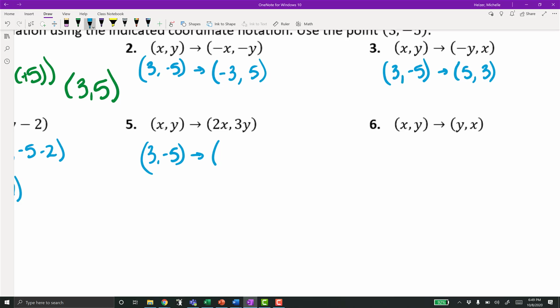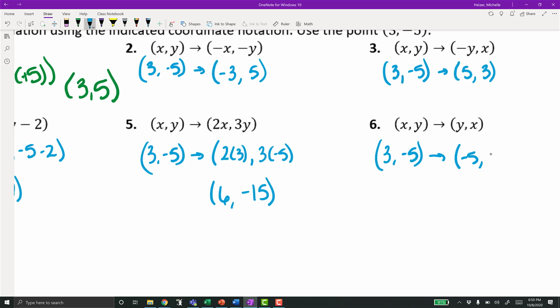Okay, so this first one, 2x would be 2 times 3, comma, 3y, 3 times negative 5. So 6 comma negative 15. And our last example, we have the point 3 comma negative 5. Okay, that's what they said to use for all these. Now it says put y first, so negative 5, and then x comma 3.